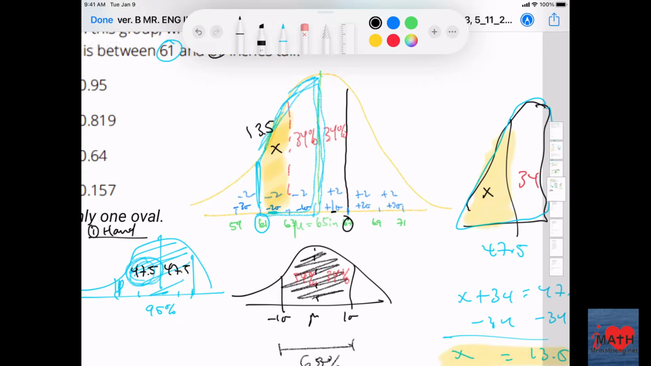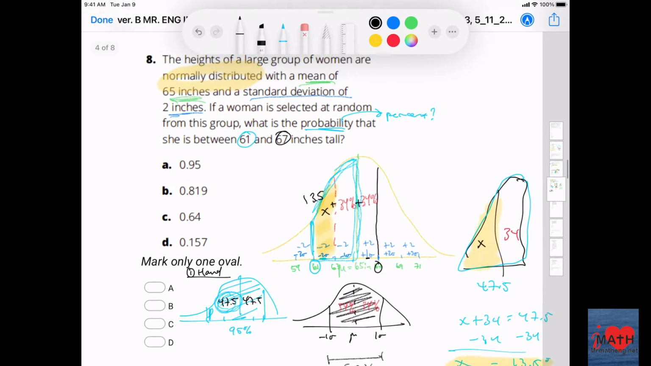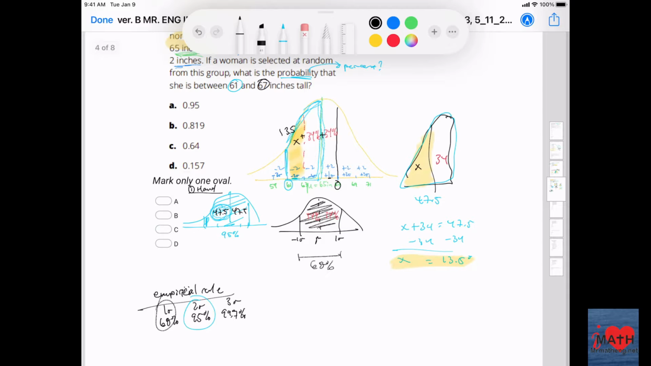So basically, if you add up 13.5 plus 34 plus 34, you're going to have 68, and you'll get pretty much close to 81.5, which is 0.819. Okay, so that was by hand. A lot of work. You can do it by the empirical rule.